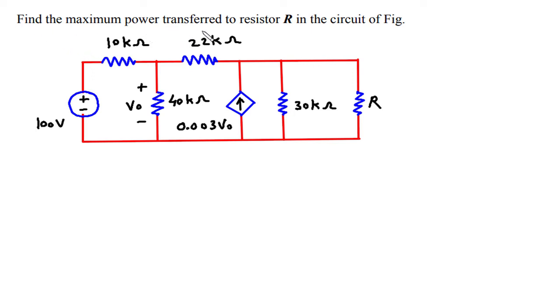Find the maximum power transferred to resistor R in the circuit of figure. Solution. First we will find RTH.